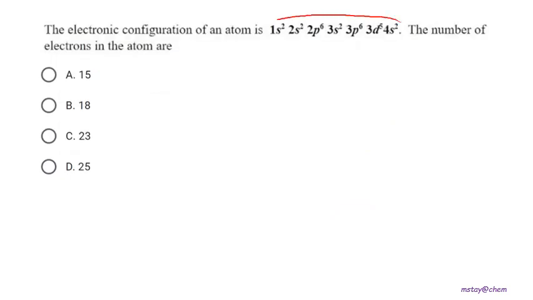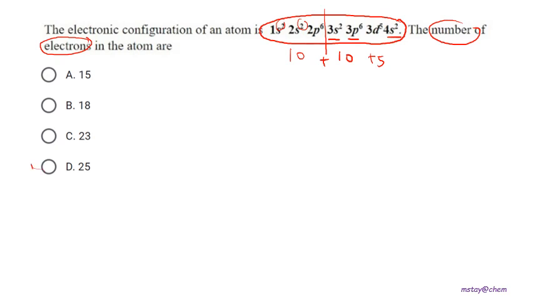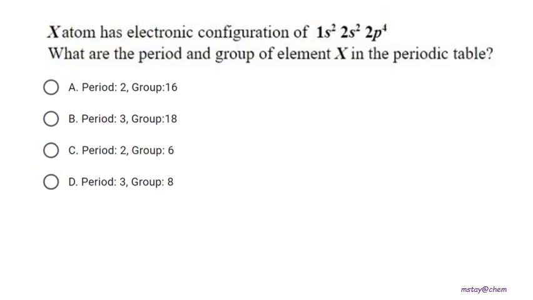This is the electronic configuration for an atom, and the question asks us to look for the number of electrons. It means that we are going to total up the numbers over here. So 1s2 until 2p6 is 10 electrons, 3s2, 3p6, 4s2, another 10 electrons, and then d5 is another 5 electrons. So the total is 25 electrons.